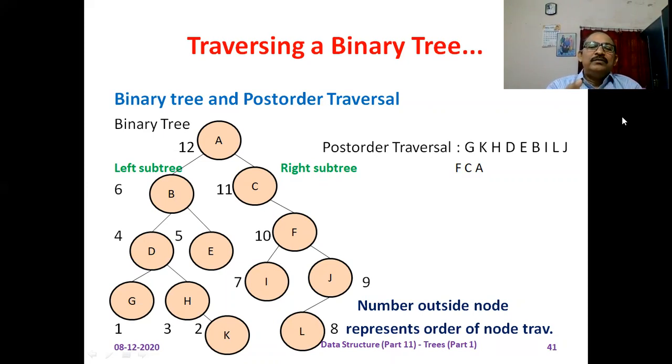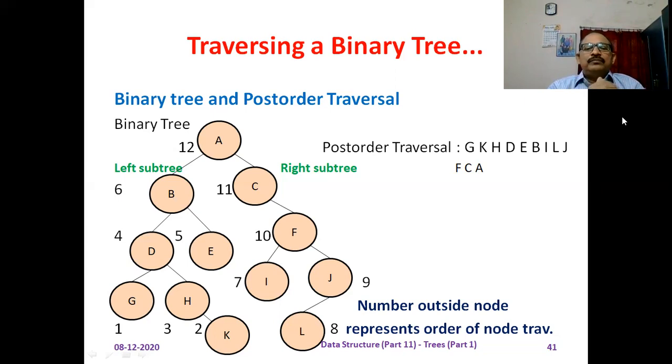Next suspended activity is the processing of the right subtree of A. Here you can see C is the root node. The left subtree is empty. Control goes to the right subtree of C, means the root node is F. Control goes to the left subtree of F. Here the root node is I. The left subtree of I is empty, and the right subtree of I is empty. Now the control goes to print the contents of node I. So I is printed on the screen.